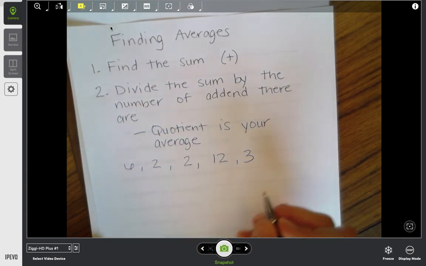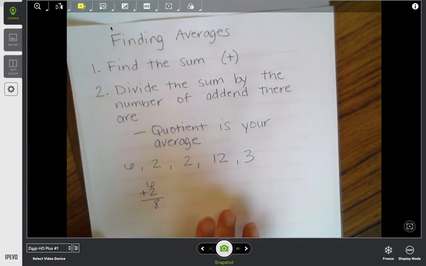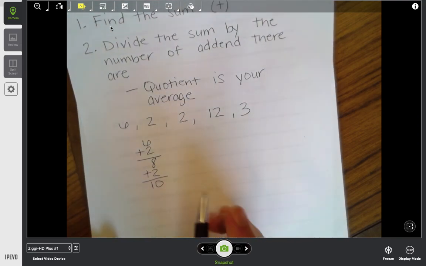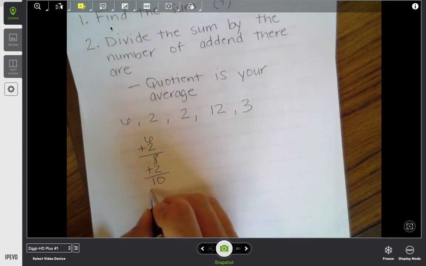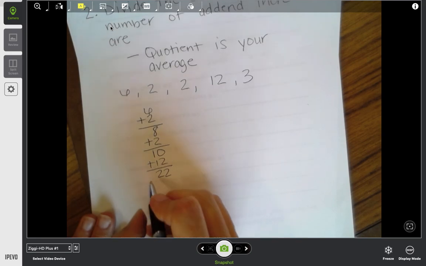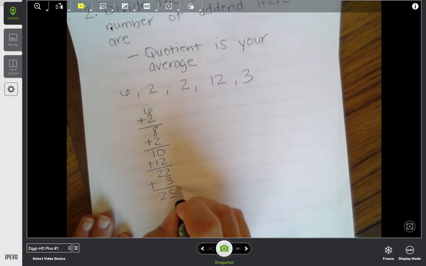So when I add all of those up, 6 plus 2 is 8. 8 plus 2 is 10. 10 plus 12 is 22. And 22 plus 3 is 25. Okay, I have my sum.